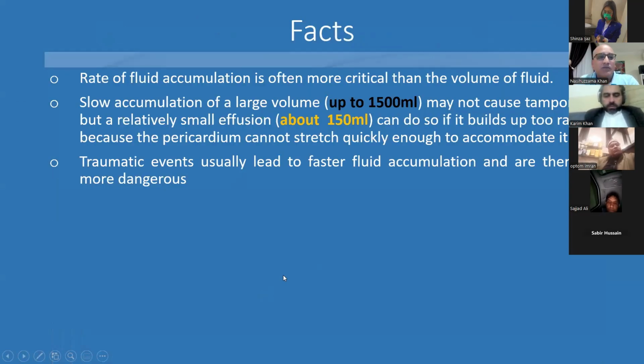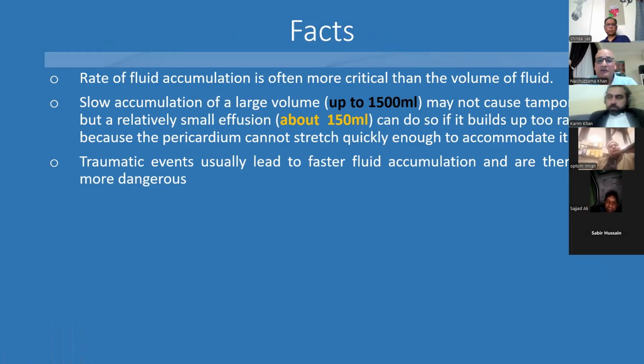So facts. Rate of fluid accumulation is often more critical than the volume of fluid. Slow accumulation of a large volume, up to 1500 ml, may not cause tamponade. That is very important. But a relatively small effusion, about 150 ml only, can do so if it builds up too rapidly, because the pericardium cannot stretch quickly enough to accommodate it, giving symptoms. Traumatic events usually lead to faster fluid accumulation and are therefore more dangerous.